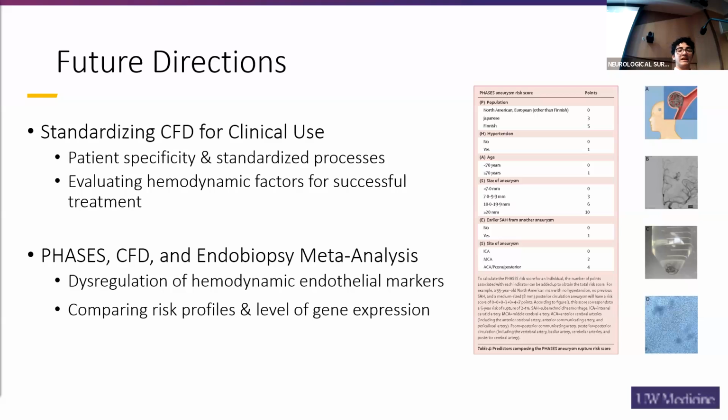Furthermore, there is opportunity for meta-analysis between research studies and aneurysm rupture risk preventative tools. Physician scientists can learn more about the molecular pathology of aneurysm formation by comparing different profiles based on rupture risk and seeing if there's a difference in regulation and expression of particular endothelial markers associated with hemodynamic stress.